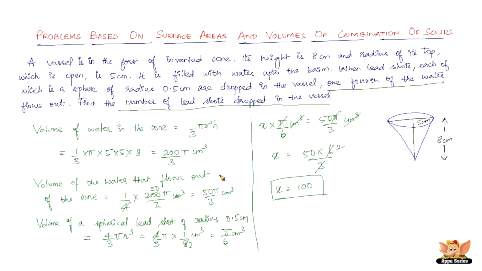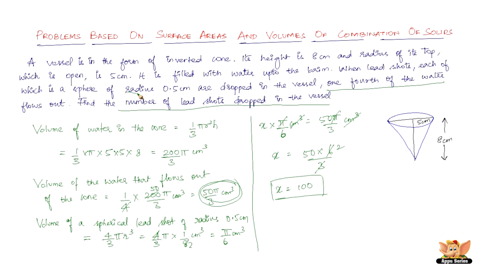So let me quickly summarize this problem for you. There is this vessel in the form of a cone which is inverted, and the top is open. Then you pour water up to the brim. Then you put some number of lead shots, which displaces the water. The amount of water displaced is 1/4 of the volume. So we find how much water comes out. Now this volume should definitely be equal to the volume of lead shots that go in.